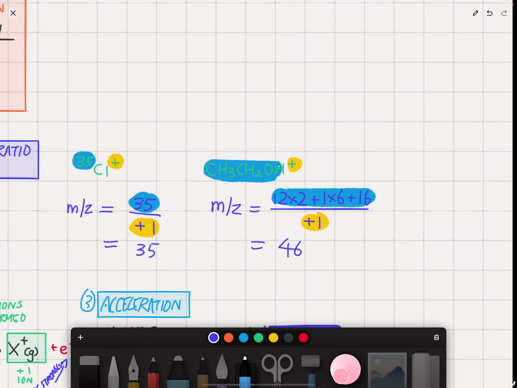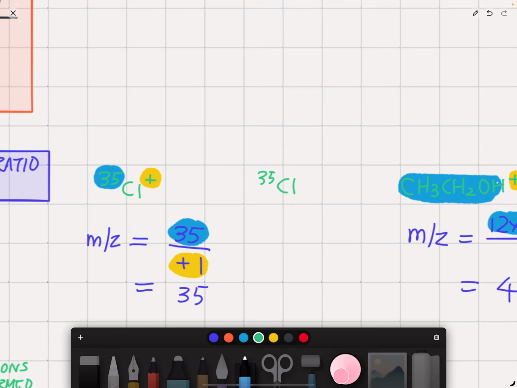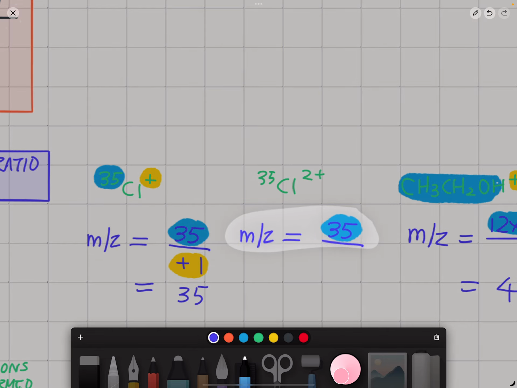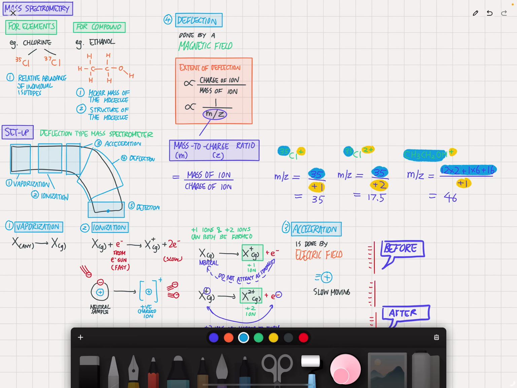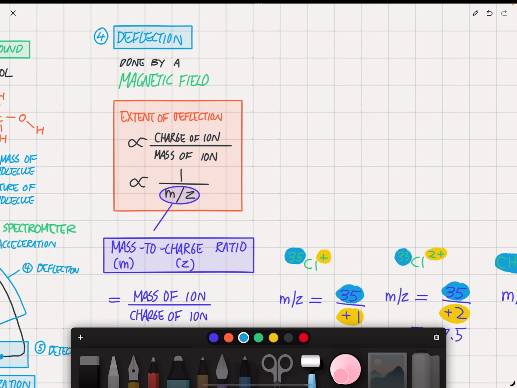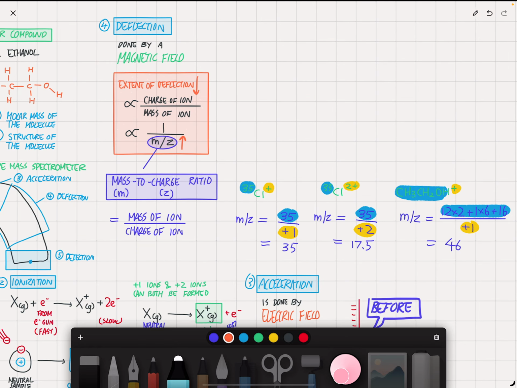Yeah, and like I said, ions can sometimes have a +2 charge. So if we do an additional round of ionization on 35Cl+, the mass to charge ratio will then become 35 divided by +2, which would then give 17.5. So just pay attention to the charge and the mass, and you should do just fine. This is how we find the mass to charge ratio. So the bigger the mass to charge ratio, the smaller the deflection, okay?